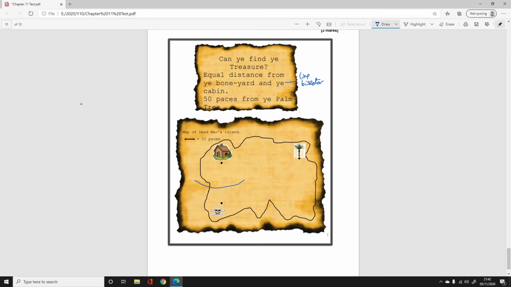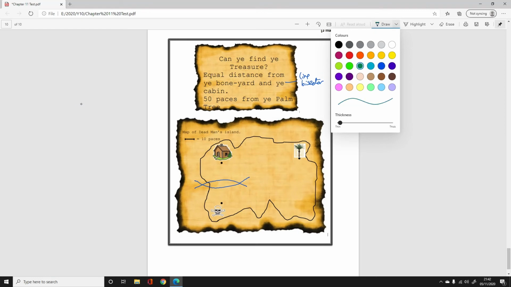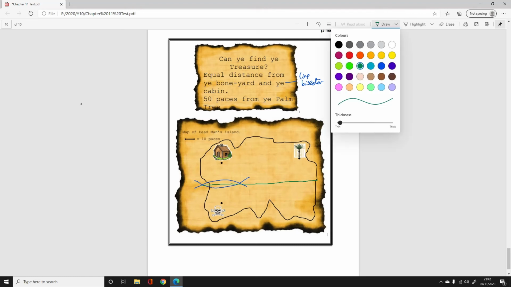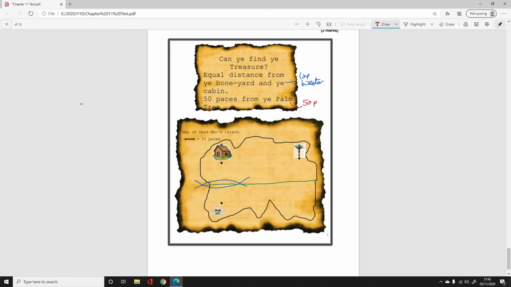So we want the compass more than half the width between these two. We'll join them up where they cross over each other, and we'll end up with a line that our treasure has to be on. The second thing that we need to do is we need to be 50 paces from the palm tree, and this is going to be a 50 pace circle around the palm tree. We'll use this scale to get what 50 paces actually is, and we'll draw a circle around the palm tree, and it will cross over with our line at one point, and that is where your treasure be found.